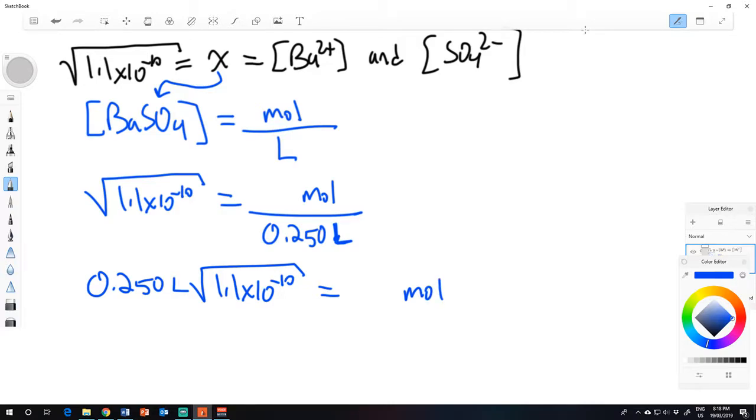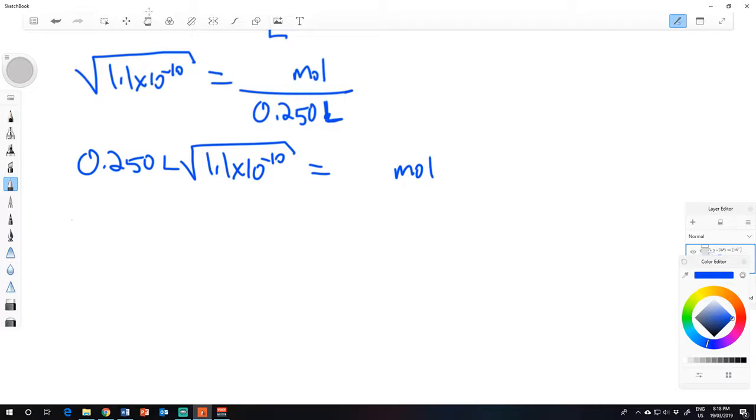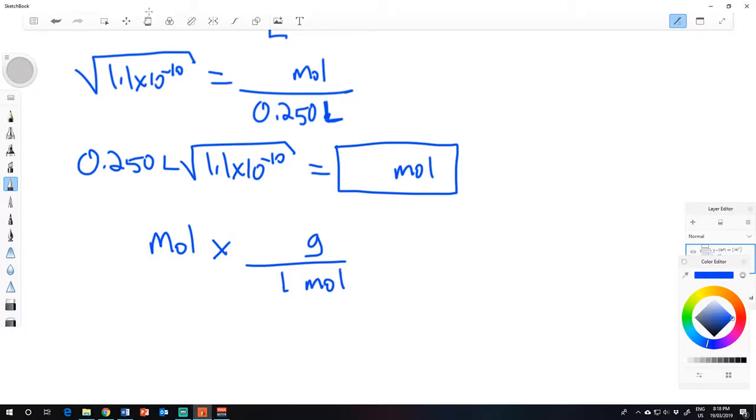Okay, we're not done yet because we don't want moles, we actually want mass. So now it's just a simple calculation to go from moles to mass. Once I have the mole amount, I can multiply it by the molar mass of barium sulfate. And that'll end up giving me grams.